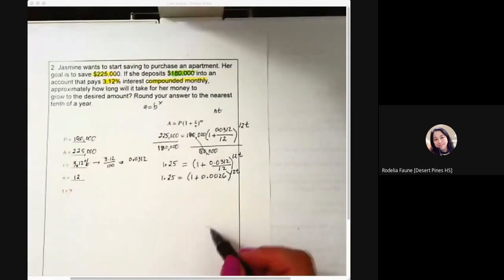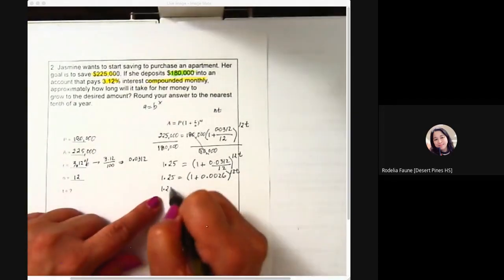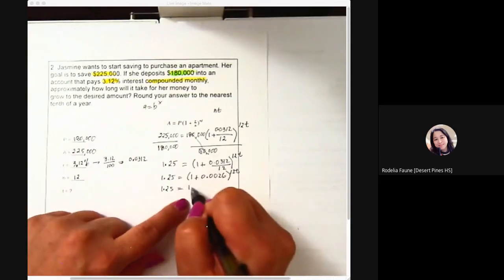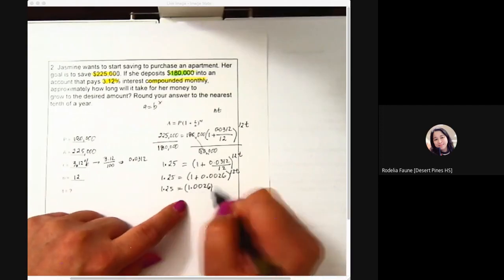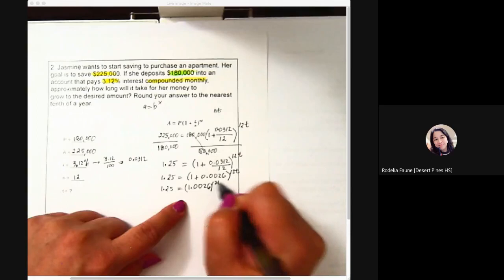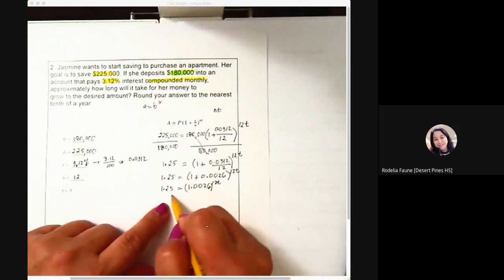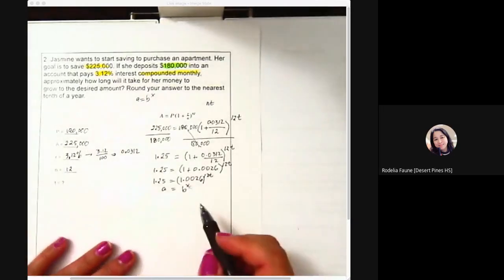And then we will add first, remember PEMDAS, 1 plus 0.0026 is going to be 1.0026, and then raised to 12t. And once again, we were able to write this in the format A equals B to the x. There. Next, what do we do? So here is our A, and here is our B to the x power.